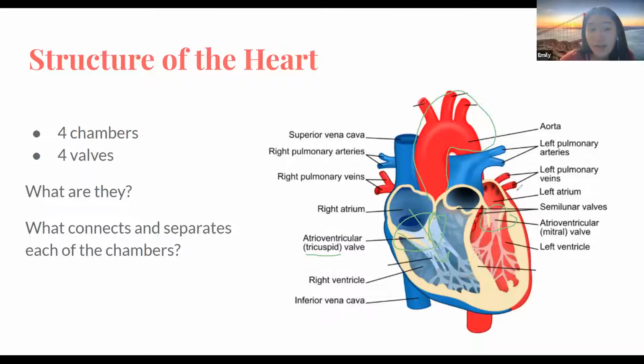Similarly, you're going to have the same thing on the left side. You're going to have another valve called the mitral valve, which separates the left atrium and the left ventricle. And it also ensures that blood only flows from the atrium into the ventricle, never the other way. If it's flowing the other way, there is something wrong with your heart, and that actually becomes a very serious health problem.